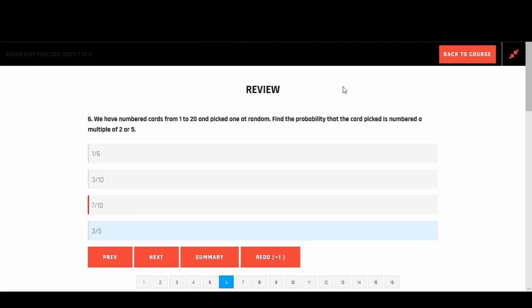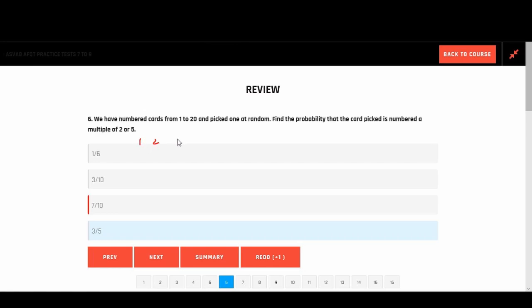Alright, number 6 is a basic probability problem. It says we have numbered cards from 1 to 20 and picked one at random. Find the probability that the card picked is numbered a multiple of 2 or 5. So we have 20 cards.